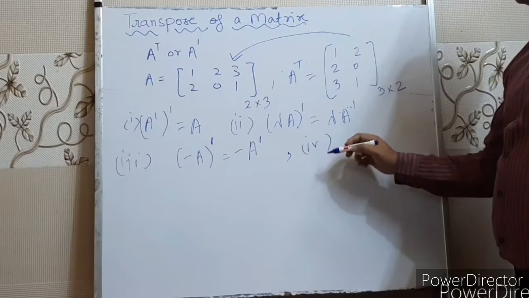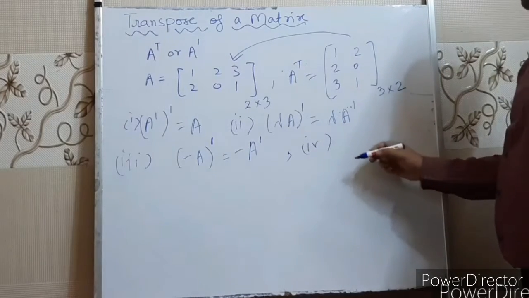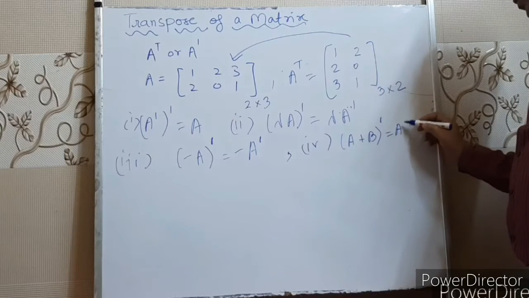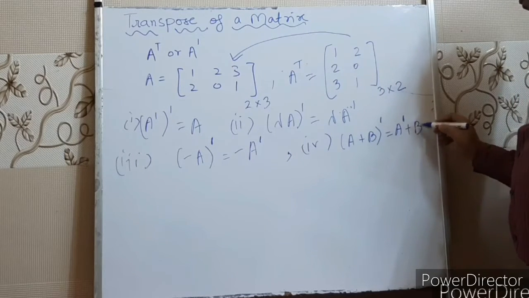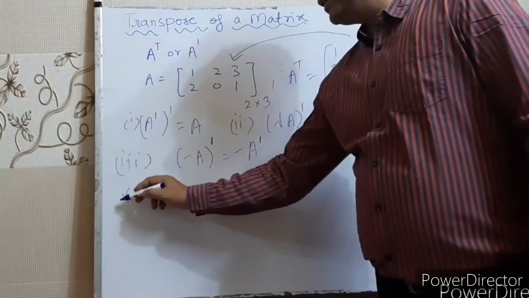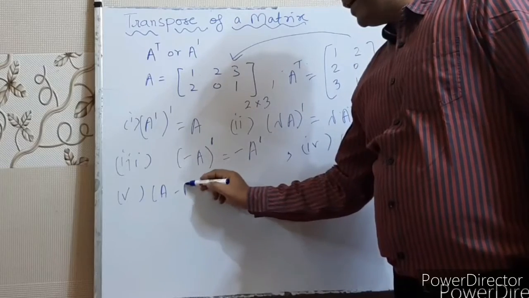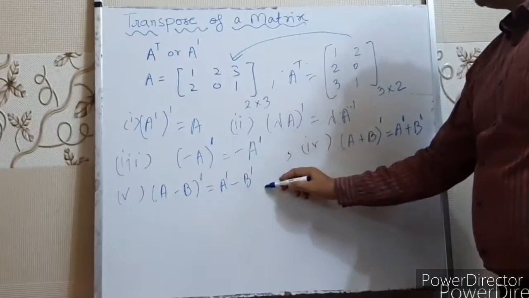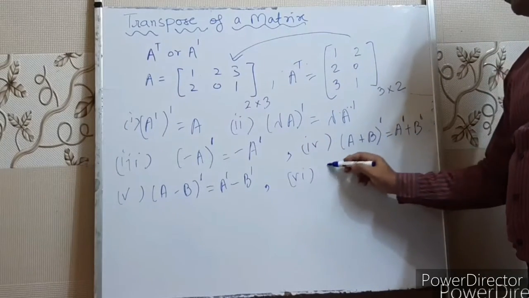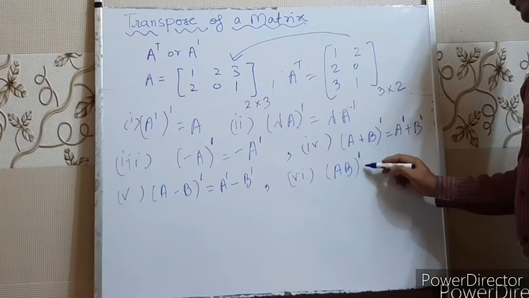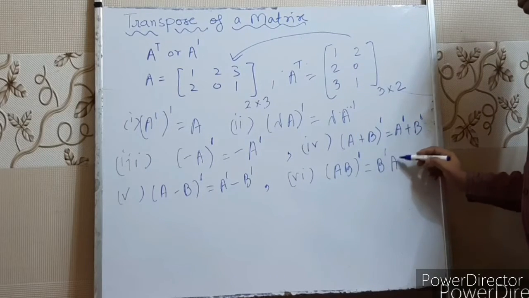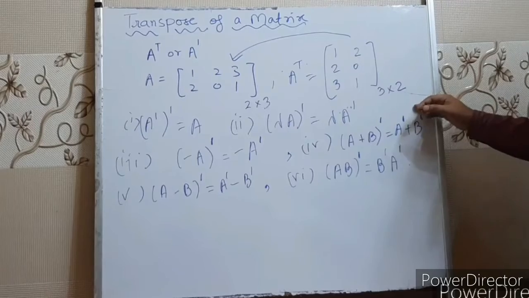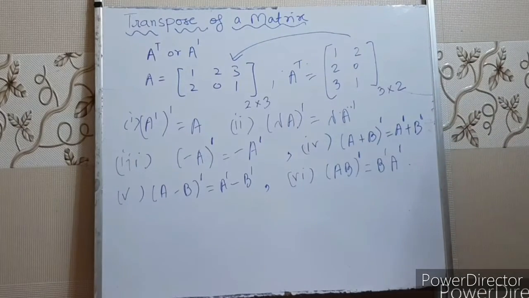The fourth property of the complement or transpose states that A plus B to the whole transpose is equal to A transpose plus B transpose. The next property is that A minus B complement is equal to A complement minus B complement. And the last property is that AB to the whole complement is equal to B complement into A complement. So these are the few properties of transpose. You know what transpose is. Remember these properties. Please note them down.